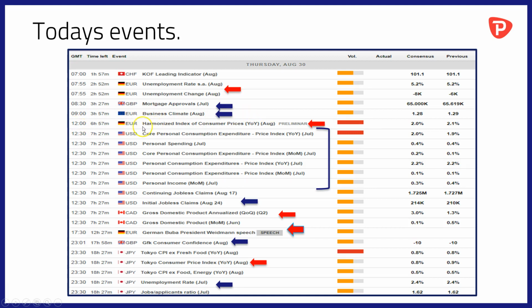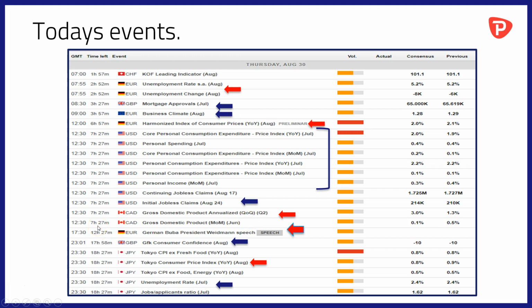At 12 noon we'll have the pick of the morning's data in terms of the harmonised index of consumer prices. That's the ECB's preferred inflation measure out of Germany for the month of August. At 12:30 we jump over the Atlantic to the USA for a raft of core consumption and personal spending data, all for the month of July, and that'll be accompanied by continuing and initial jobless claims for the weeks of the August 17th and August 24th respectively. At 12:30 we'll also have Canadian GDP for the second quarter, data there on a quarter-on-quarter basis and a month-on-month basis, which is for the month of June.